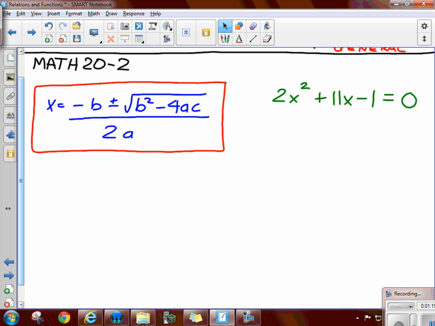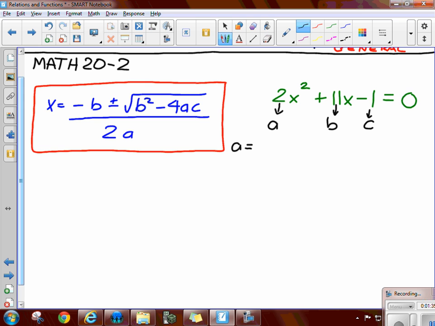So I'm going to look at this quadratic over here that is 2x squared plus 11x minus 1. It is in standard form. And that means that this is A, this is B, and this value is C. So in other words, A is 2, B is 11, and C is -1. All of these values actually take the sign with them. If it's positive, it's a positive value. If it's negative, like the C here, -1, it keeps a negative value with it.